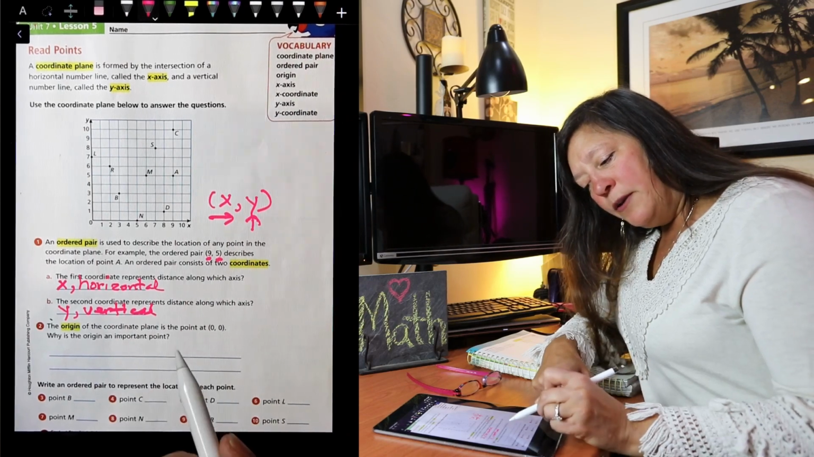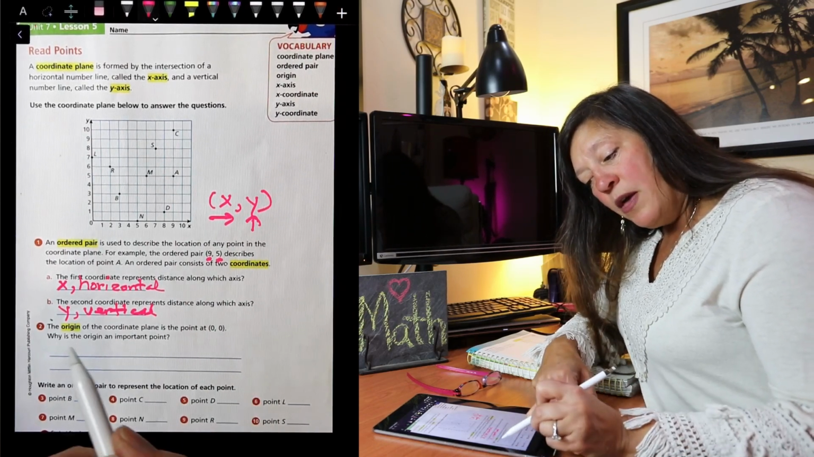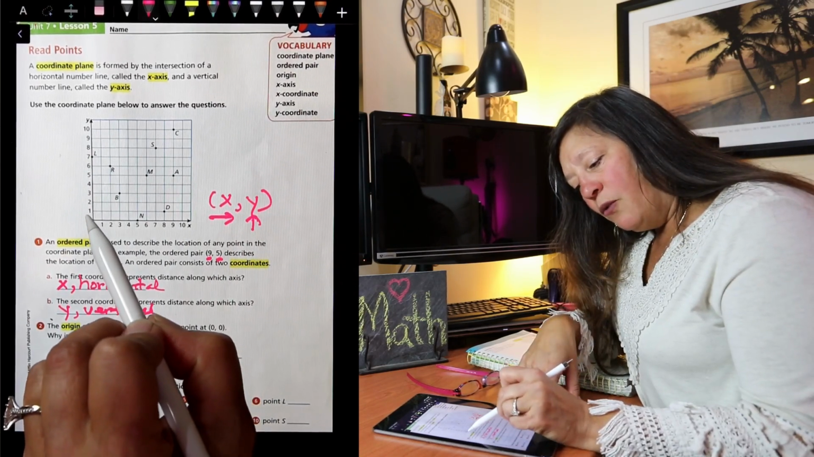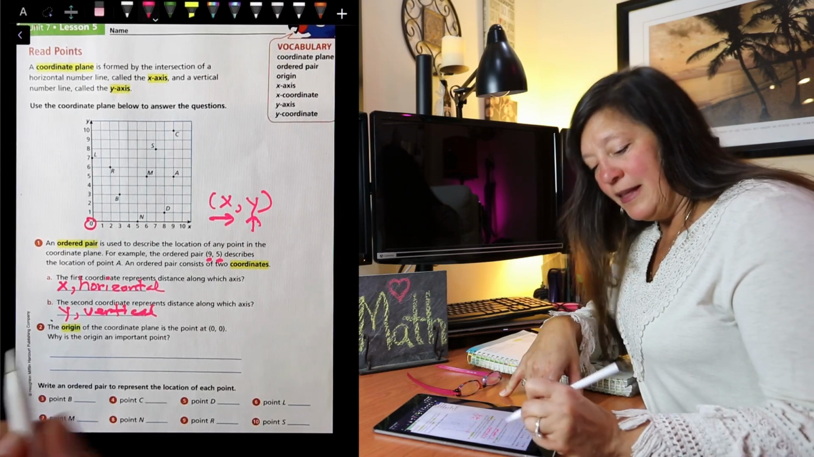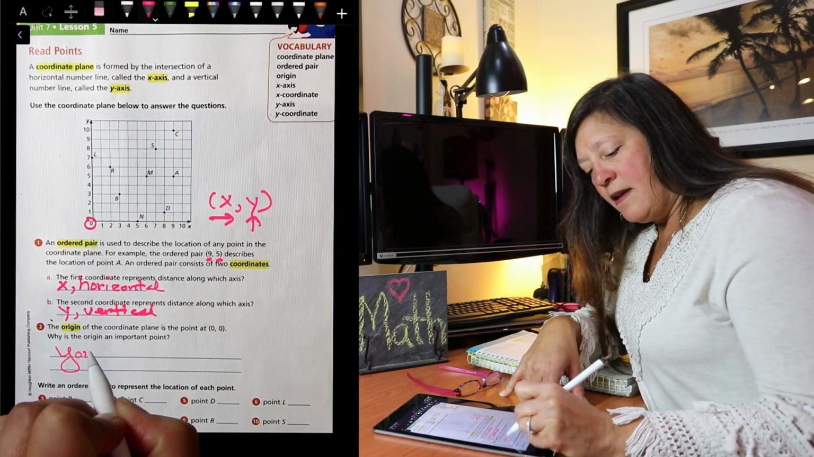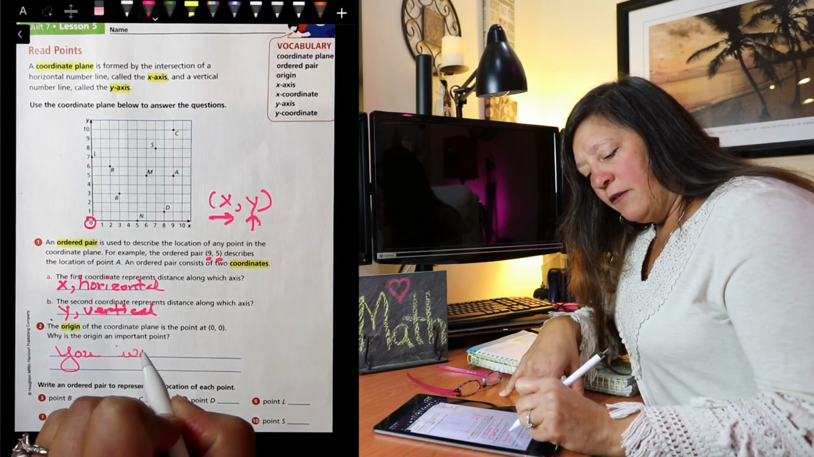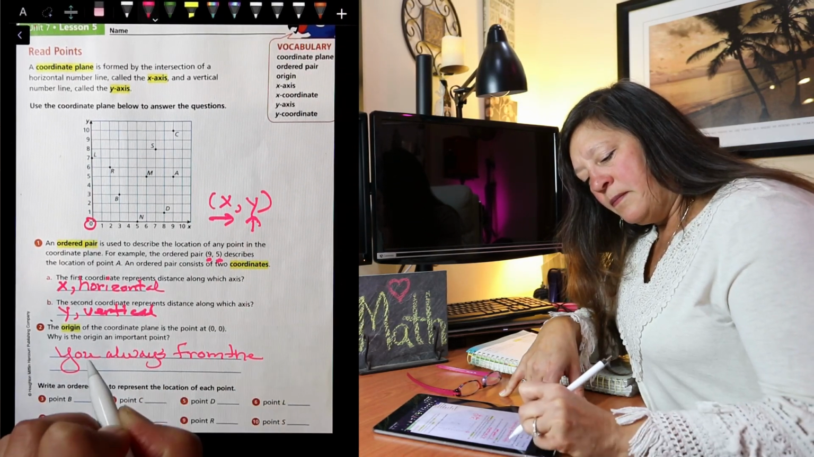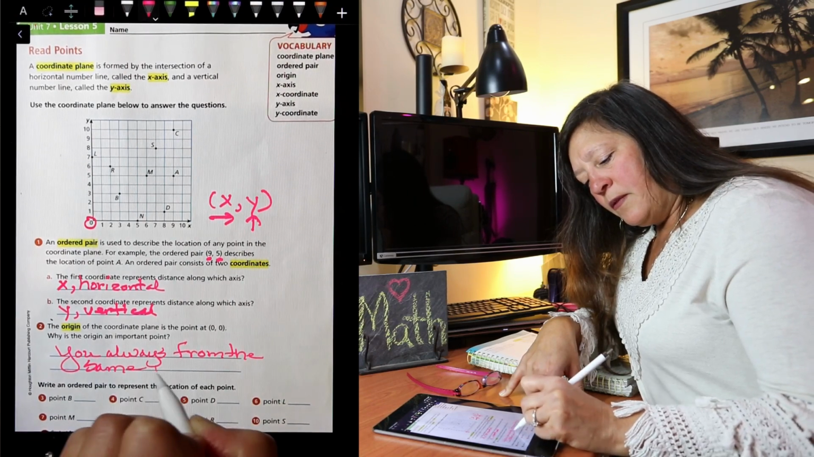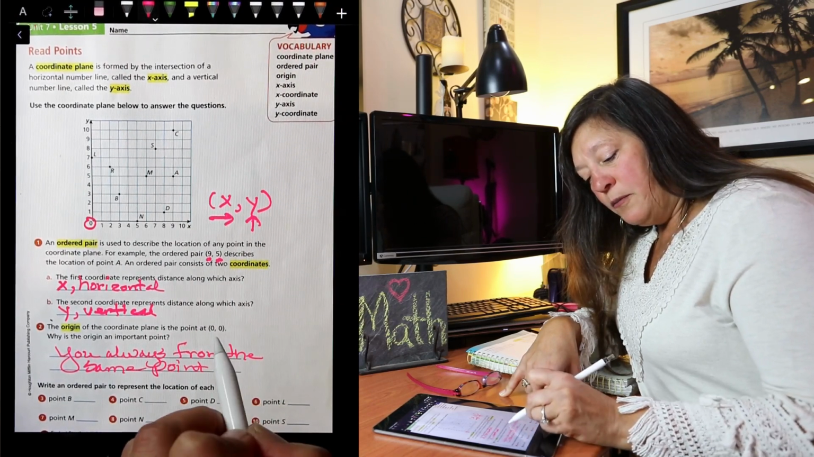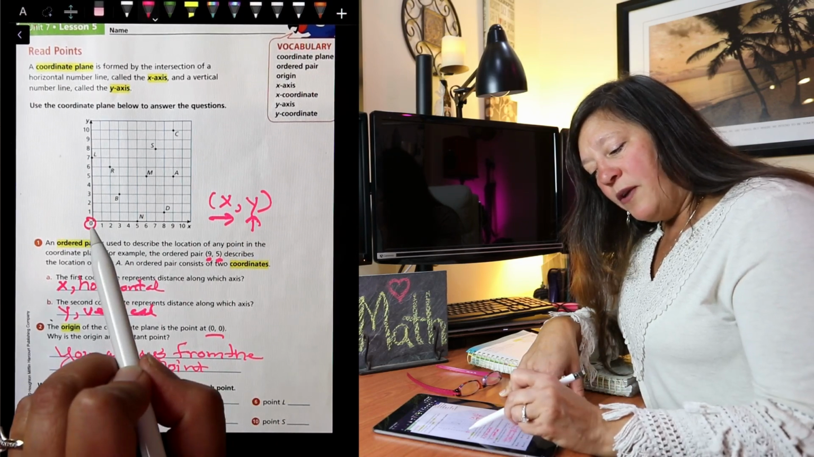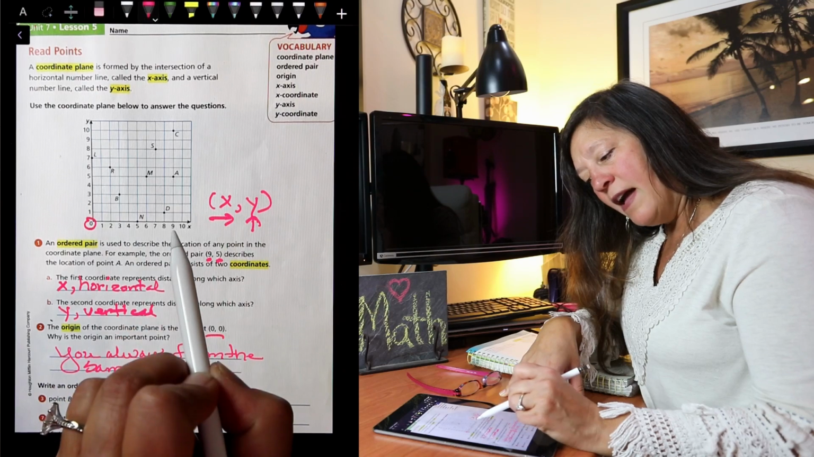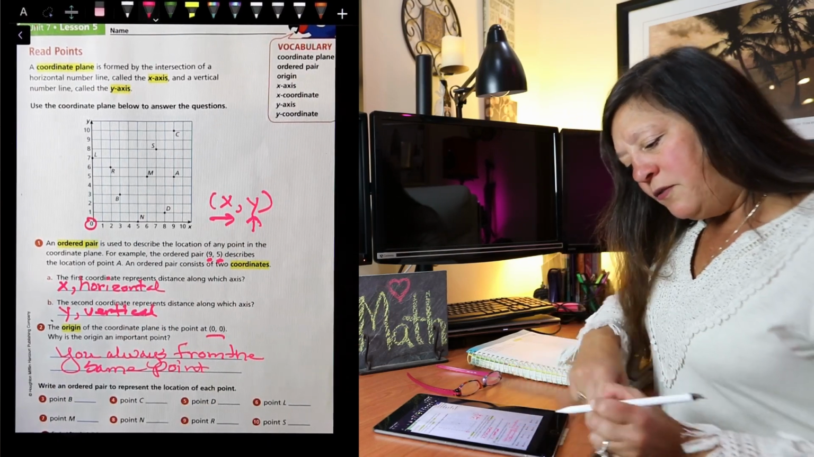2, the origin of the coordinate plane is the point at 0, 0. Why is the origin an important point? Because you always want to start from the same place. Okay? You always start from the same place, or same point, which would be your 0, 0. So if you always start at 0, this one, for example, you go over 9 and then up 5. Okay? So let's do some of these together.